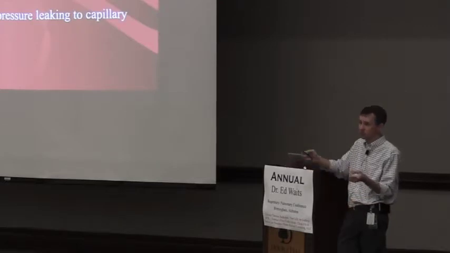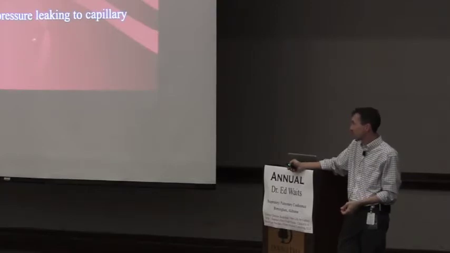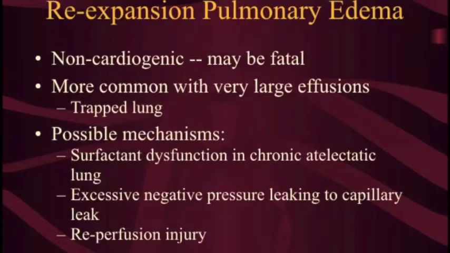Excessive negative pressure, you've sucked out a lot of fluid, you've created a lot of negative pressure there, and that can lead to capillary leak. That one kind of makes sense. You're just stretching stuff open and now it leaks a little bit. Reperfusion injury, that lung's not used to getting oxygen and now it's got a lot of oxygen to it, and that creates a lot of free radicals.